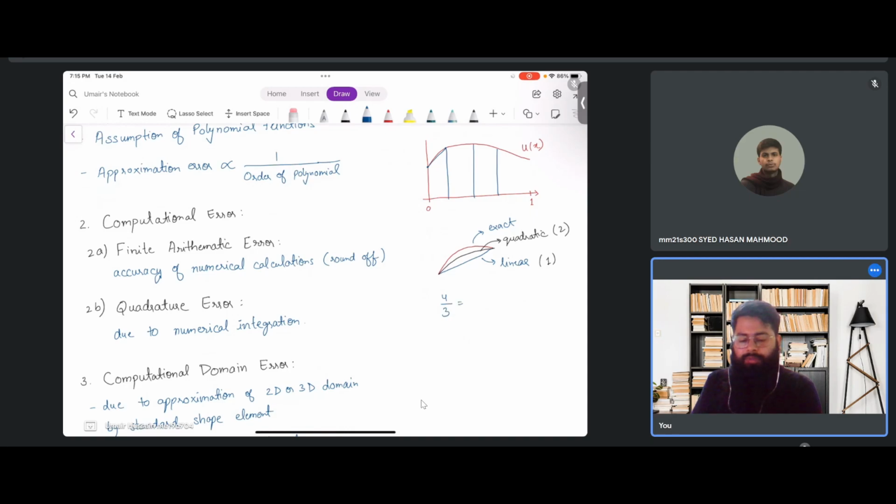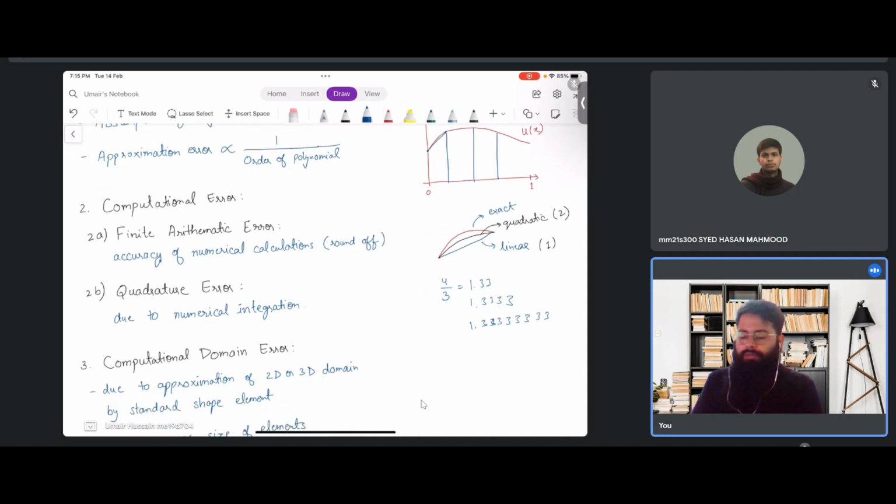You can write it as 1.33, or you can go on. The more number of decimal places you have for some number, the more accurate your solution is. It's not just at one instant it would come, it won't cause much error, but these kinds of errors would keep on accumulating if we have multiple instances of this occurring, and it would be a considerable error then. So this is the finite arithmetic error. It's basically due to round off, we can say.